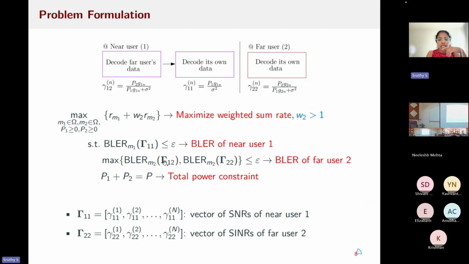This problem is intractable. Why? Because the block error rate of a modulation and coding scheme when transmitted over n resource blocks with different SINRs is not known in closed form. So how to deal with it? For that, we are using a technique called exponential effective SNR mapping.